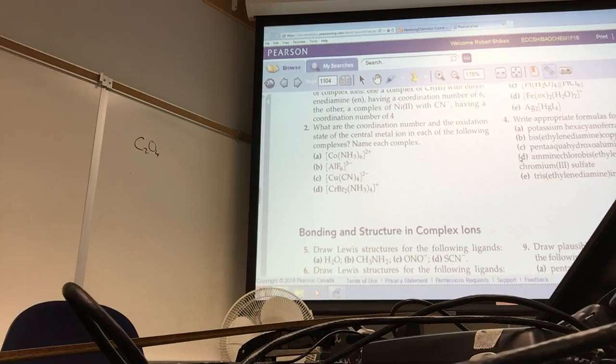Cu(en)2, and then bracket 3 plus 3. Yeah, 2 plus is correct. Ethylene diamines are neutral. Okay, so it's going to be copper. So this would be bis(ethylenediamine)copper(II) ion. It's a cation.